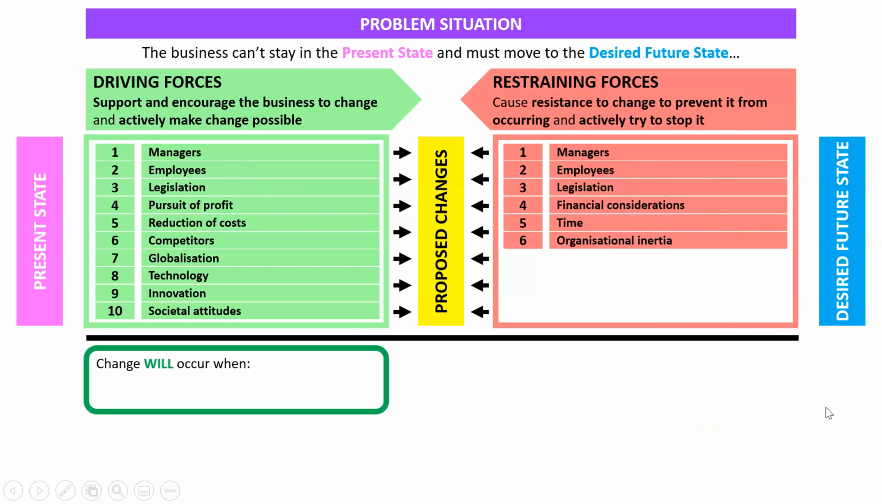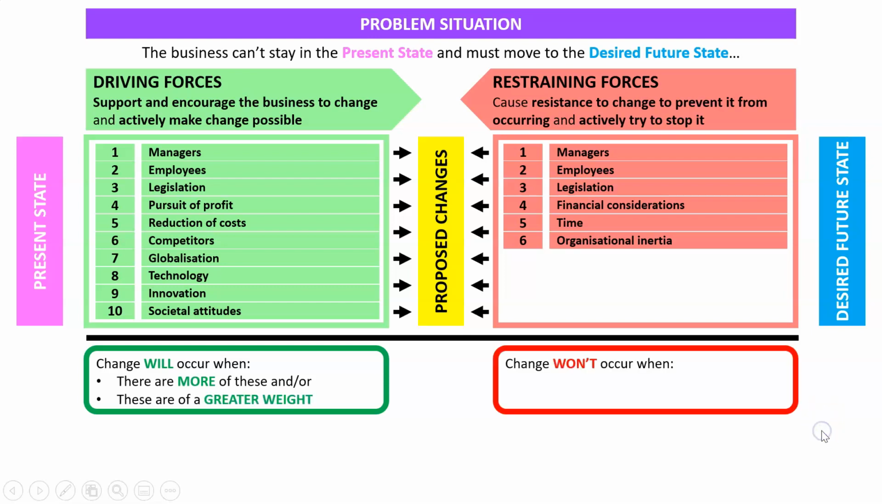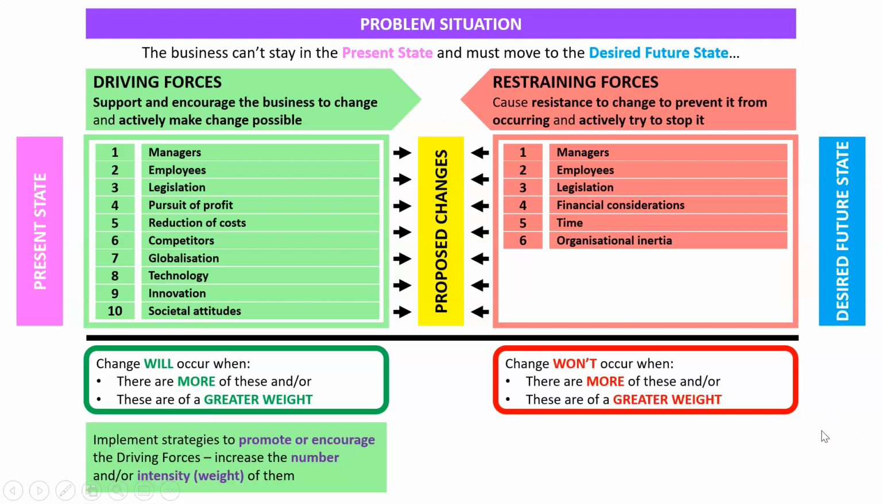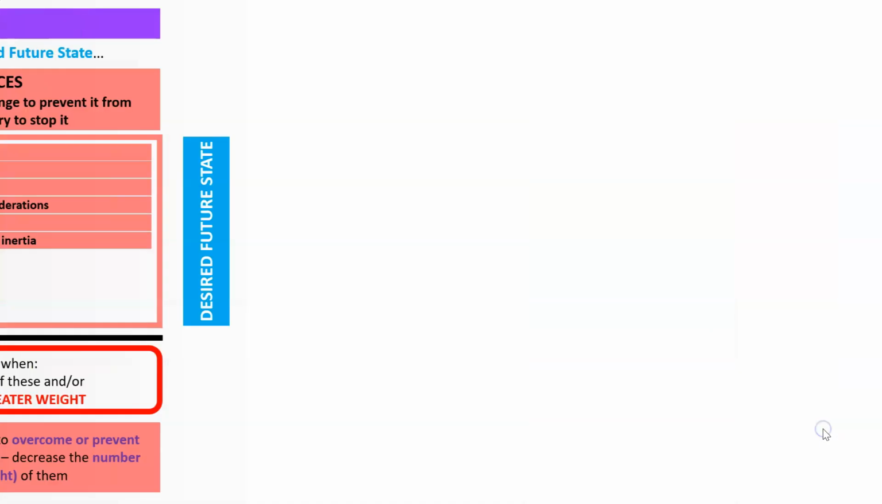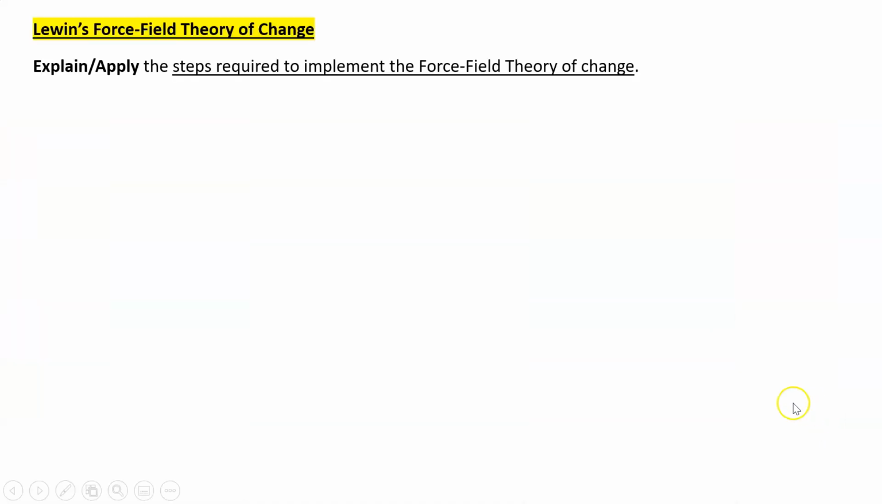Then you need to recognize that change will occur when there are more driving forces or they're stronger, which we call greater weight. And the opposite, change won't occur when there are more restraining forces or they're stronger. And your job as a manager is to implement strategies to promote or encourage the driving forces and overcome or prevent the restraining forces. So, how could you explain that?